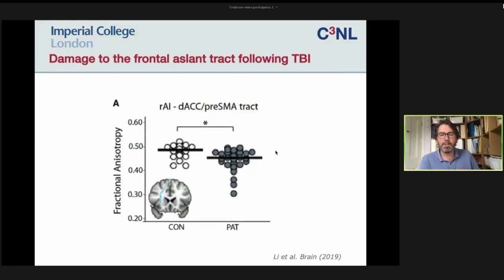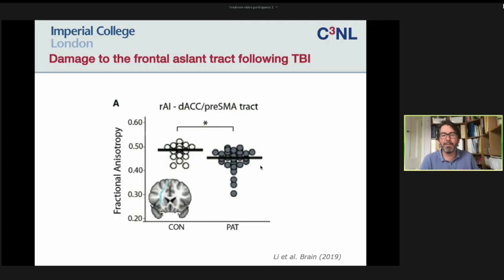So we can use diffusion tensor imaging to measure the white matter integrity within the brain. And here we can see the structural connectivity of the tract that I've been talking about, the frontal aslant tract, in our patients and in our controls. So we see a reduction in FA quite markedly within the patient group, which is what we'd expect because of the presence of axonal injury in a proportion of the patients. So there's damage to this network that we're trying to stimulate.